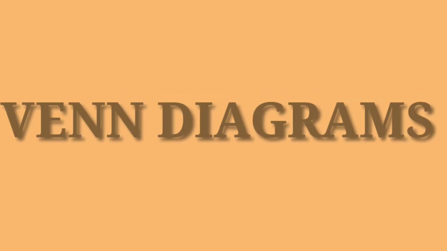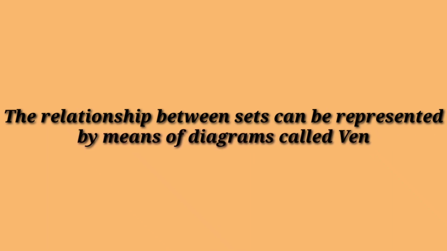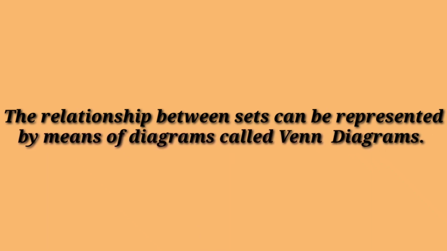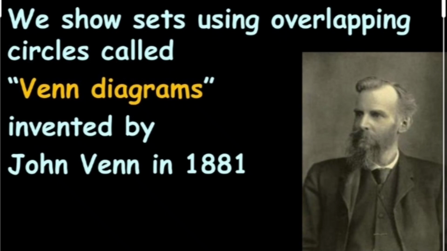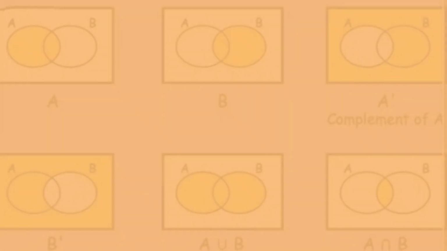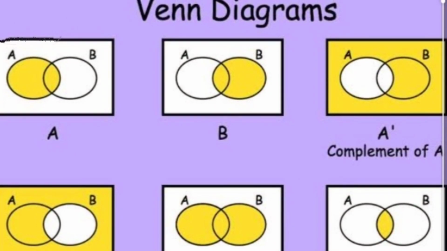Now we are going to study Venn diagrams. The relationship between sets can be represented by means of diagrams called Venn diagrams. Venn diagrams are named after the English logician John Venn. These diagrams consist of rectangles and closed curves, usually circles. The universal set is usually represented by the rectangle and its subsets by circles. The elements of the sets are written in their respective circles.